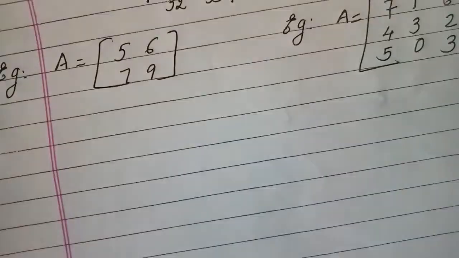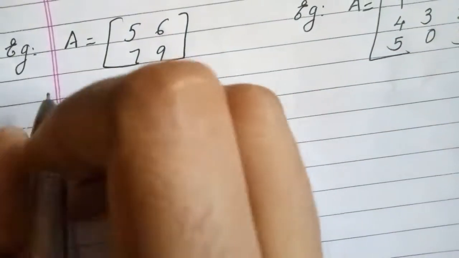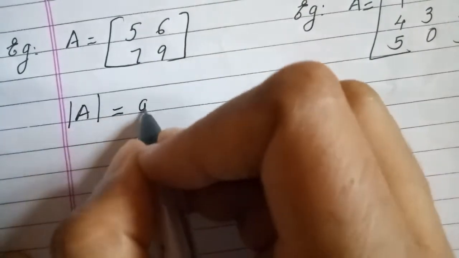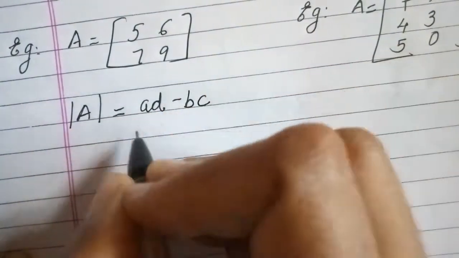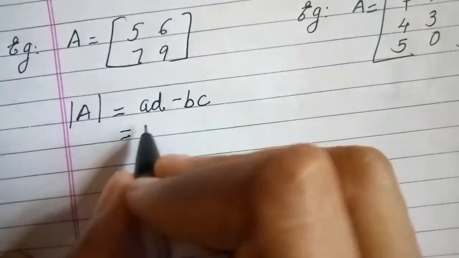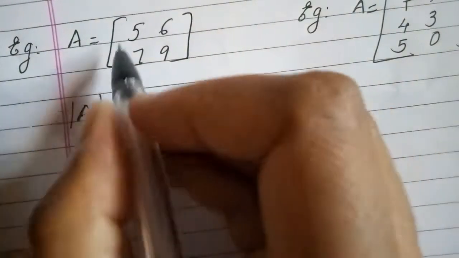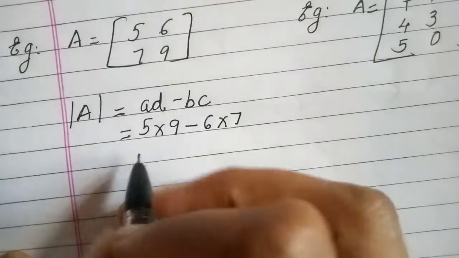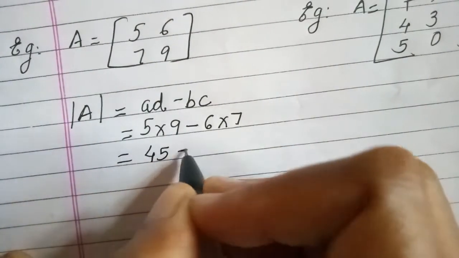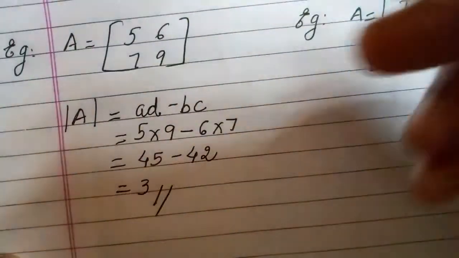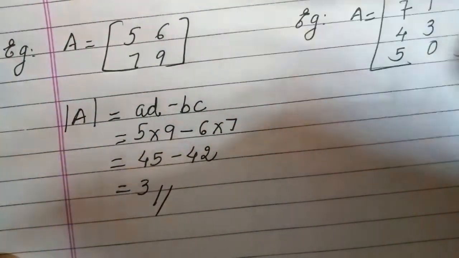Now let us solve this through an example. Very easy. So for a 2 cross 2 matrix, your determinant of A is, children, nothing but a into d minus b into c. That means product of the diagonal elements minus product of the non-diagonal elements, cross multiplication. So this will be 45 minus 42, that will be equal to 3. So this is the determinant of a 2 cross 2 matrix.